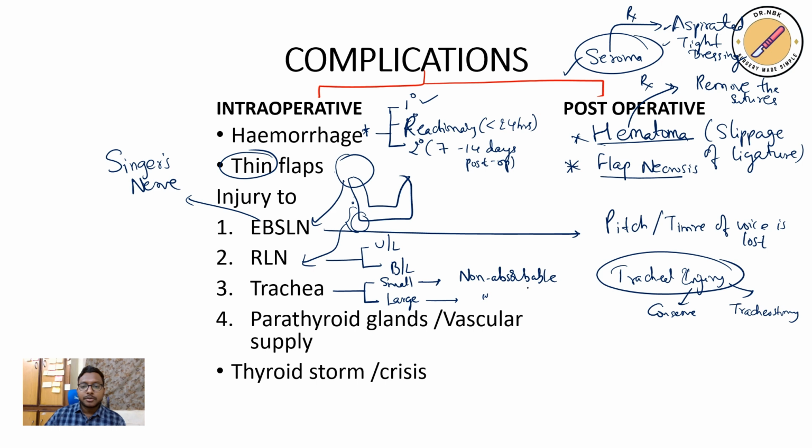Okay, right. So you can use Prolene 3-0 commonly. This is for postgraduates. For undergrads, it's not that important regarding tracheal injury.